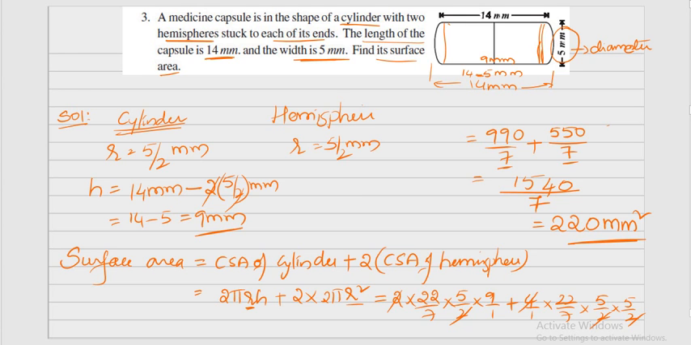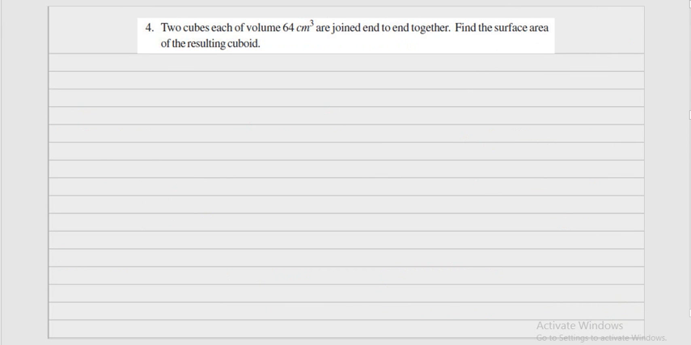Question number 4. Two cubes each of volume 64 centimeter cube are joined end to end together. Then find the surface area of the resulting cuboid. Here you will understand that we are not going to consider the CSA or LSA, right? In this particular problem you will understand everything. So here what is given: two cubes each of volume 64 centimeter cube. There are two cubes given.